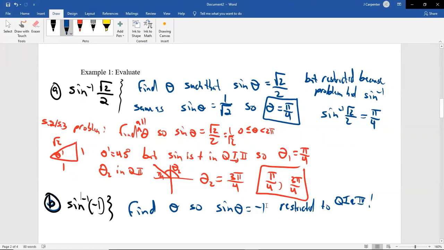So again, now in the blue ink, this is more like something we had in 5.2, 5.3, but I'm not going to consider all 4 quadrants. I'm a lot less likely to get 2 answers. I'm much more likely to only get 1 answer. In fact, with inverse trig functions, it's always just 1 answer.